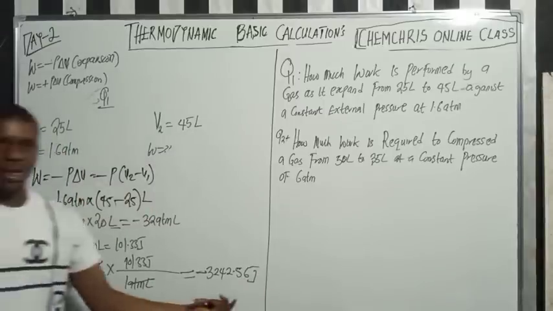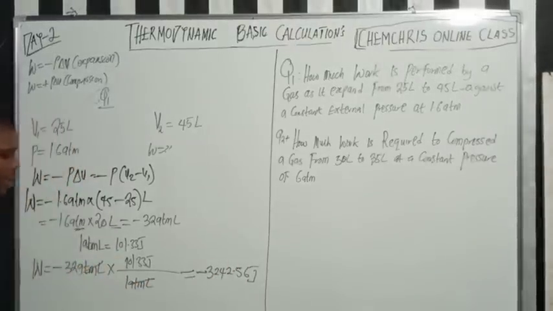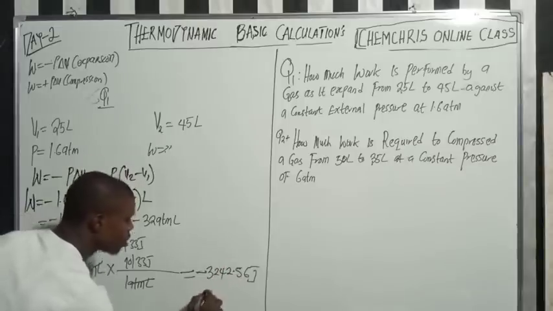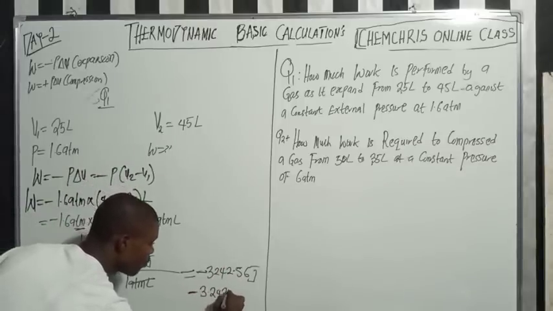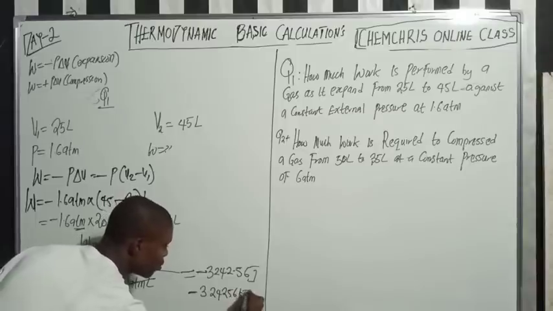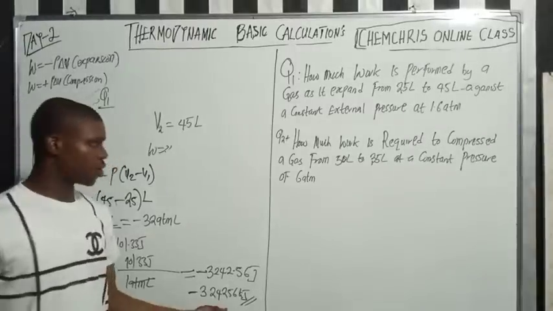Now you can convert it to kilojoules. I divide by 1,000. If you divide by 1,000, it's going to be minus 3.24256 kilojoules. That is the answer. Again, this is the answer.